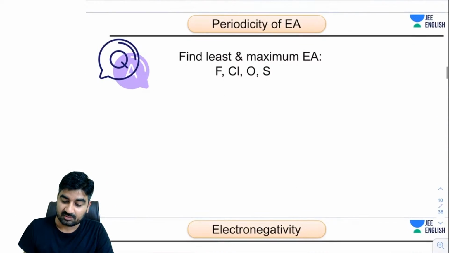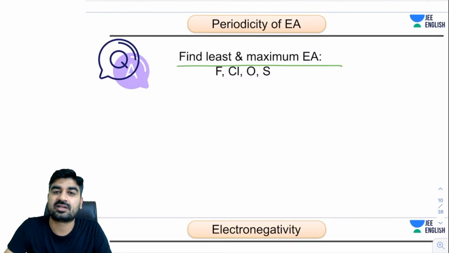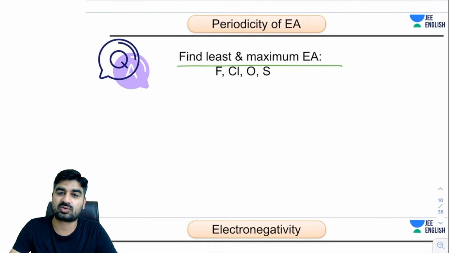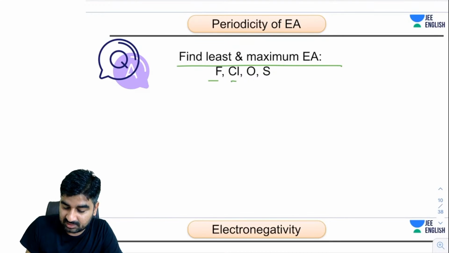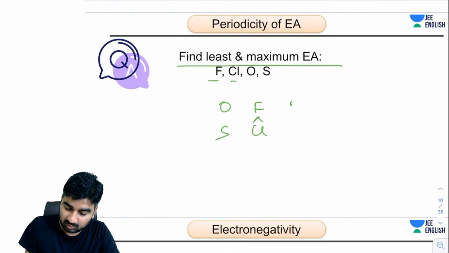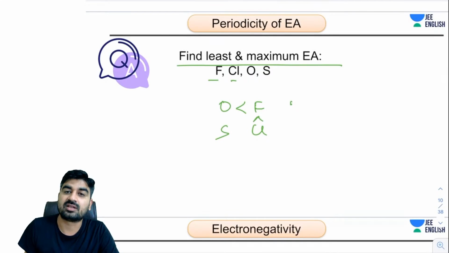So now find the least and maximum electron affinity. I think this problem was discussed. If not, then solve it again. I just told you how to solve such problems. Just arrange them according to their position in the periodic table. Now I know chlorine, sulfur. So the maximum electronegativity will be chlorine.